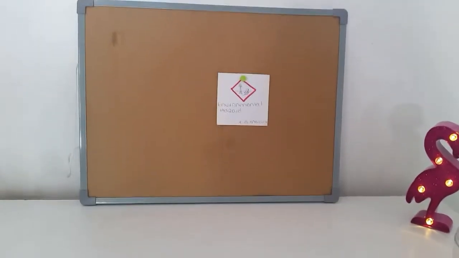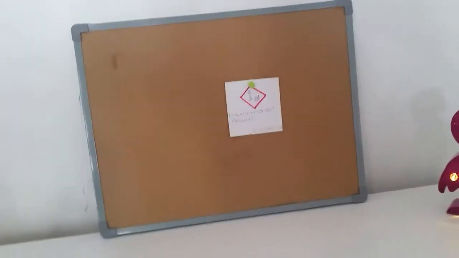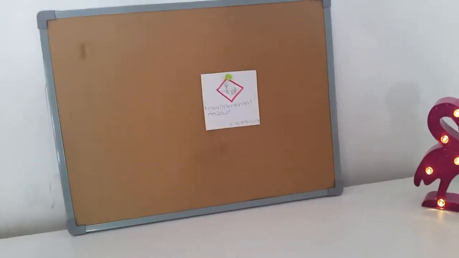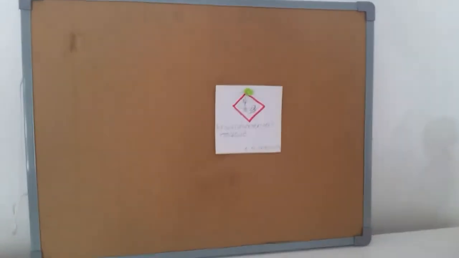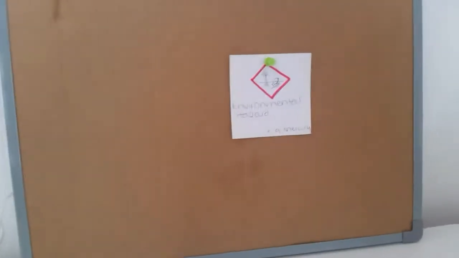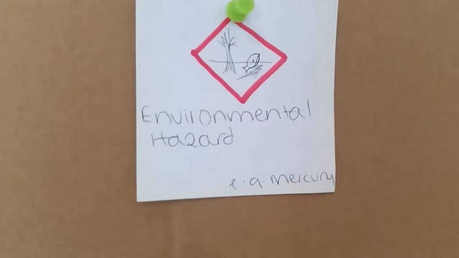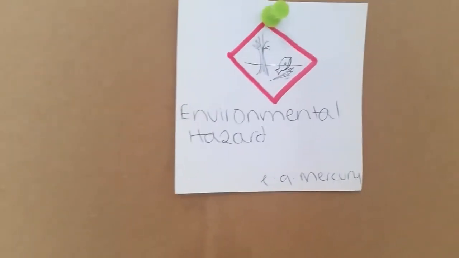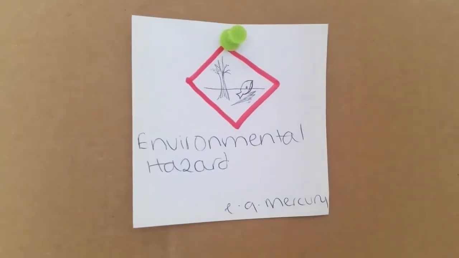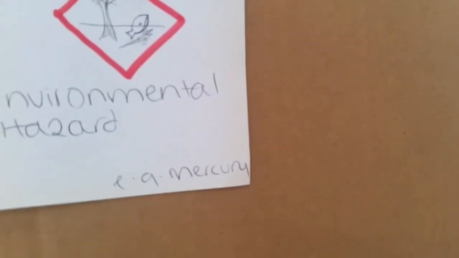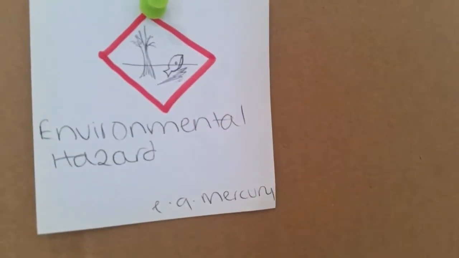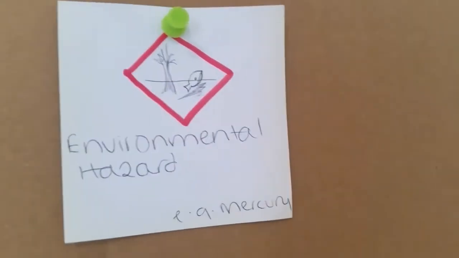What is this, number 4? Number 4 is an environmental hazard. An environmental hazard is something which is harmful to organisms and to the environment. How can you remember this? You can see a tree and a fish. All this means is that it's an environmental hazard and it may harm organisms, which is represented by the fish, and the environment, which is represented by the tree. An example of an environmental hazard is mercury.